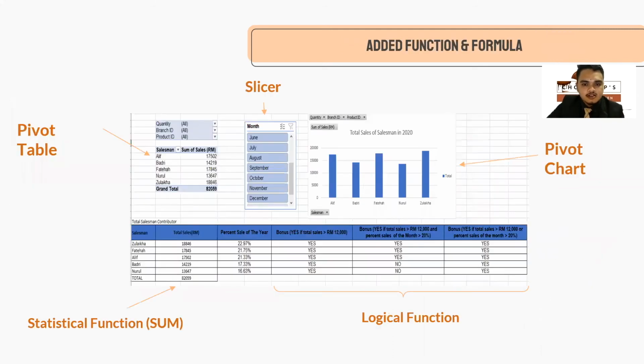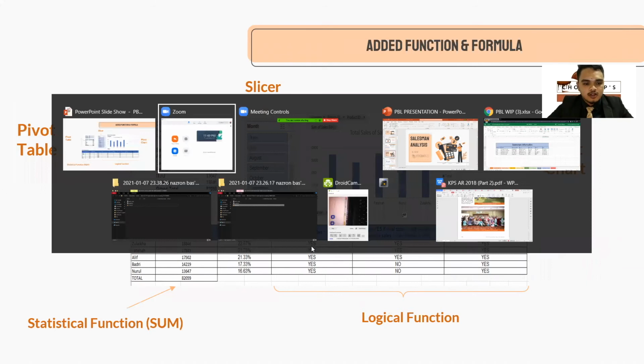So next, these are the functions and formulas we use for the salesman analysis. First, we use the pivot table and pivot chart together with the slicer. We also use the statistical function SUM to calculate the total sales of the salesman, and also the logical function to determine whether they are entitled to a bonus or not. To see more clearly, we will show you in Excel.